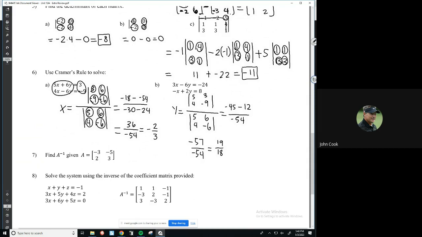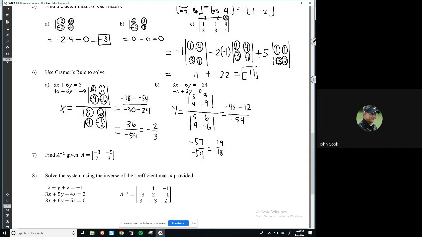3, -9, 6, -6. 3 times -6, -18. And then 6 times 9 is 54. And then it's adding, so it'd be a positive 36, right? Yeah. And then -30 minus 24, -54. Yeah, I think that's right. Wow, that's kind of weird. Well, I don't know. I can always double check.